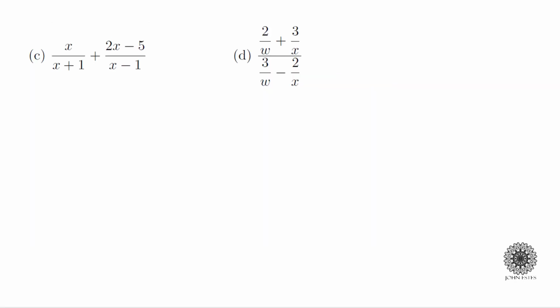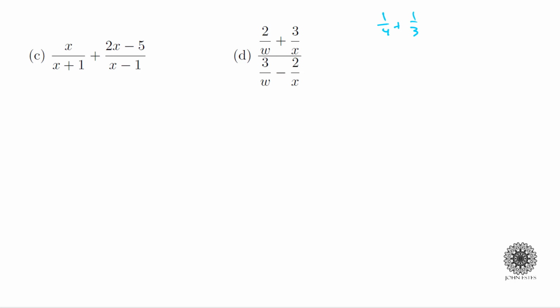Alright, let's look at a couple more examples. So in part C, I'm trying to add these two things. And what I always teach is think about if I'm trying to add 1/4 and 1/3. How do I do that?